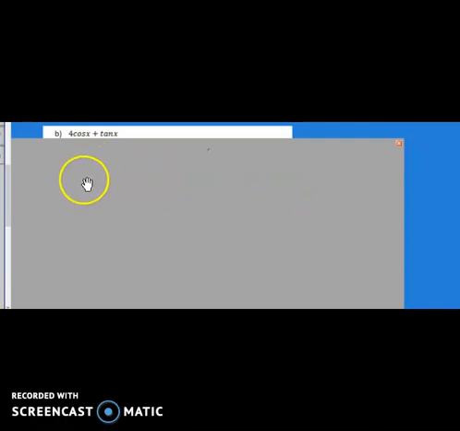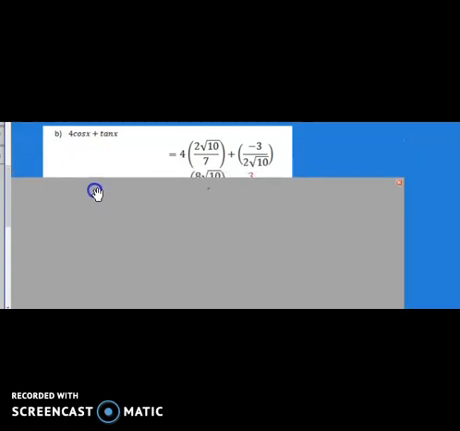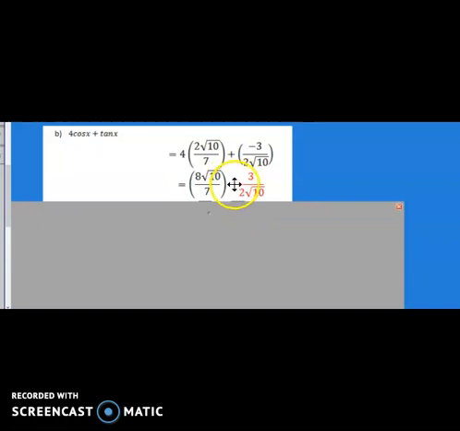Our next sum they ask us, calculate 4 cos of x plus tan of x. Firstly, cos is an x value over r value. My x value I calculated as 2 square root of 10. My r I know is 7. Then tan of x is my y value over my x value, which gives me negative 3 over 2 square root of 10. Plus times a minus is a minus. And 4 multiplied by 2 is 8 square root of 10 over 7.